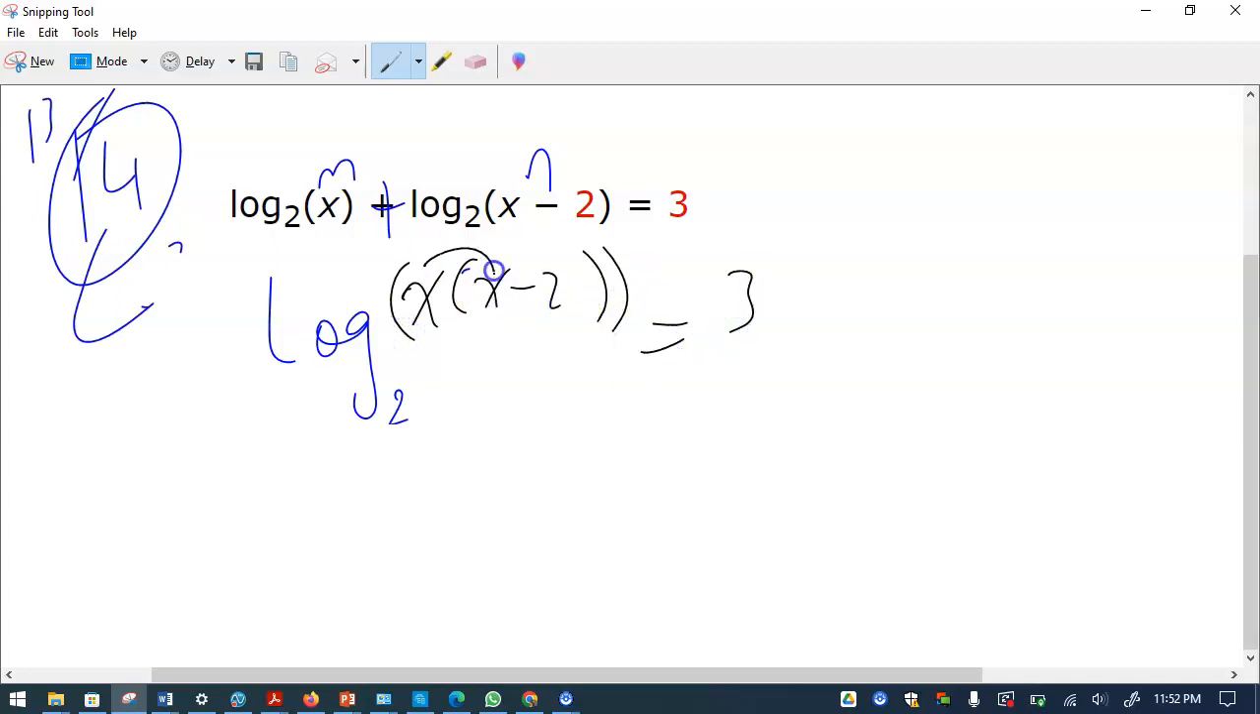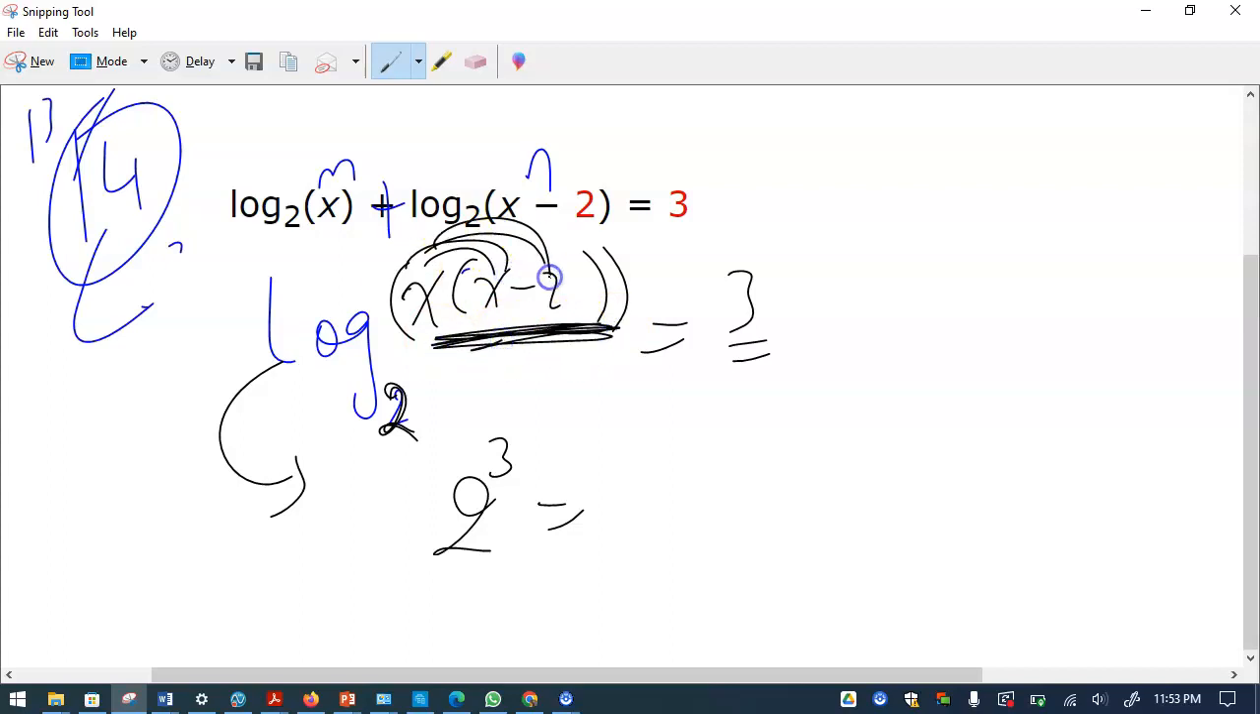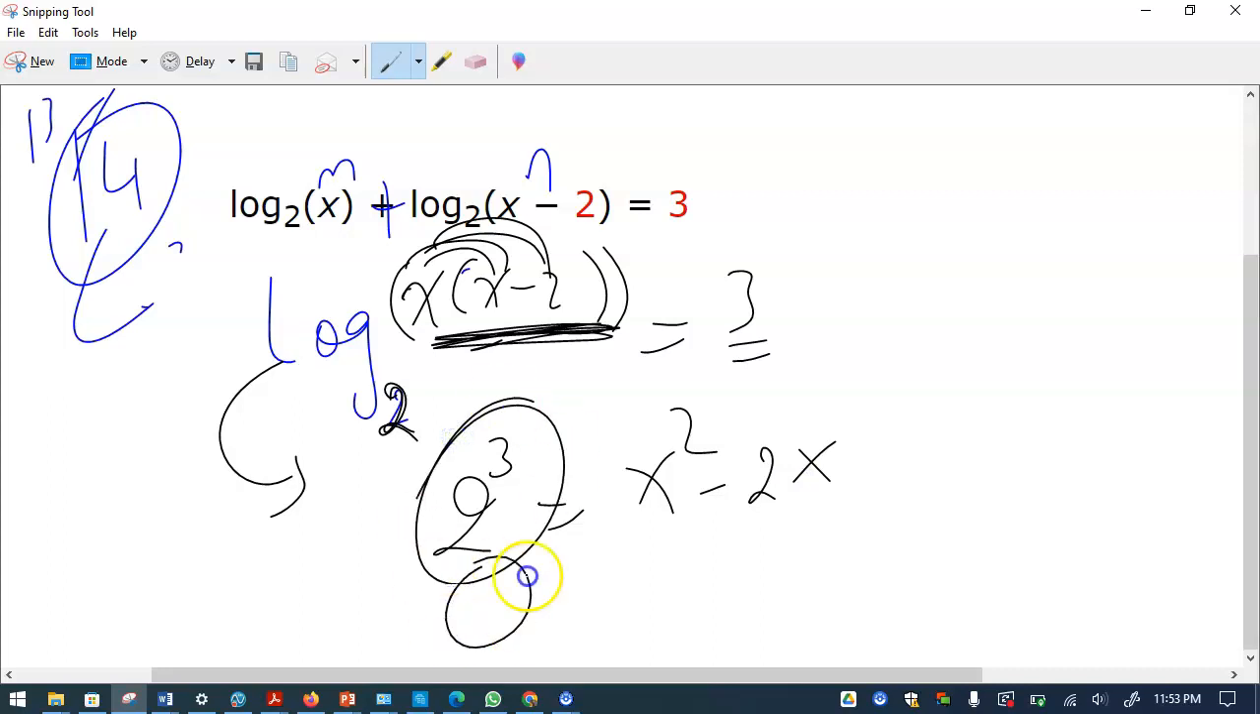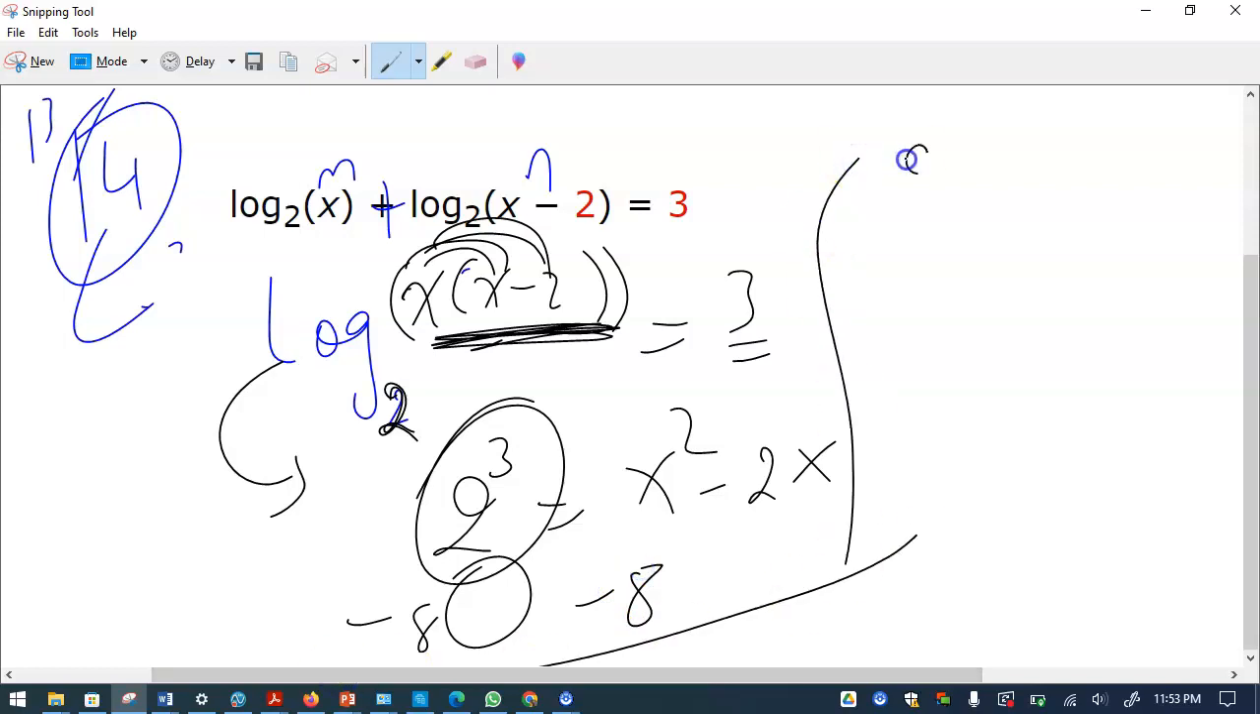equals 3, and you can do two steps together because you want to change log to the exponential. The base is 2, so I'm going to write the base 2 first. The input becomes the output, and at the same time use the distributive property, write x squared minus 2x. This will be 8, and then I'll subtract 8 both sides, and writing the shortcut here, this becomes 0 equals x squared minus 2x minus 8.